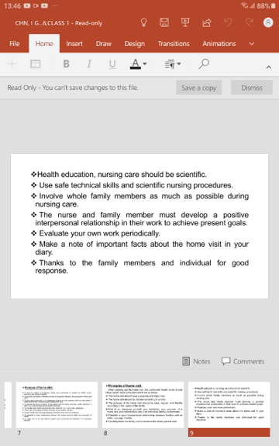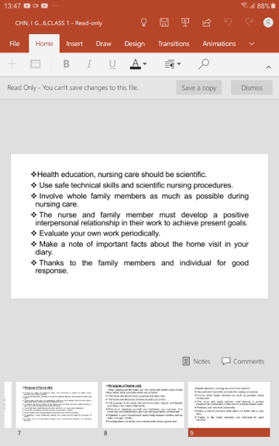Then only can we understand the current need of the patient or family members. According to that, we can give the appropriate treatments or services. Then evaluate your own work periodically. After each house, you should evaluate whether you are doing it in a correct way, and whether it is an appropriate way of collecting the data from the particular family. You should analyze yourself periodically.